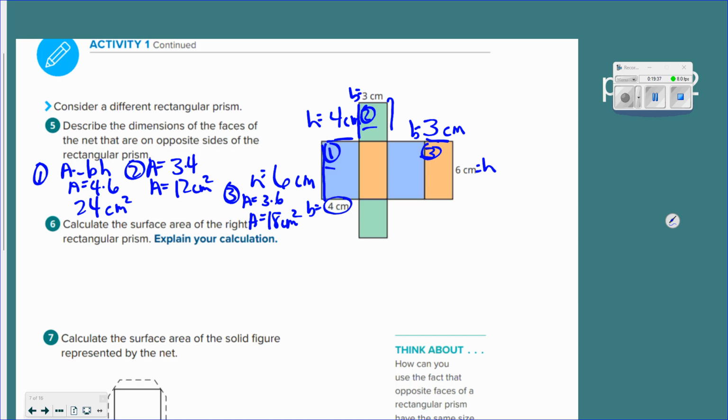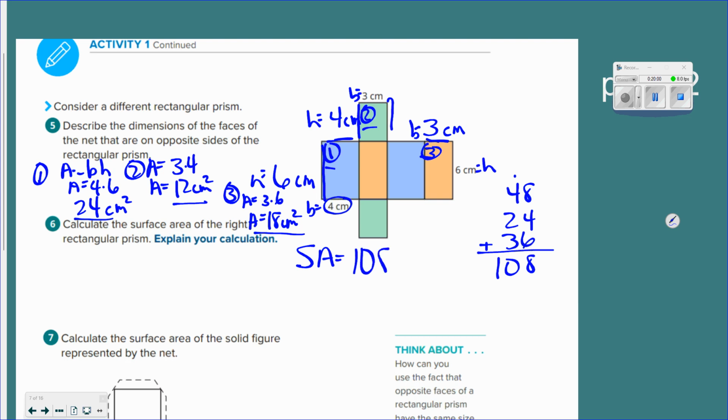So 2 times 24 is going to give me 48. 2 times 12 will give me 24. 2 times 18 will give me 36. And then I just need to add them all together. So my total surface area, this figure is 108 centimeters squared. Guys, make sure you have the right units. Area will always be in square units.